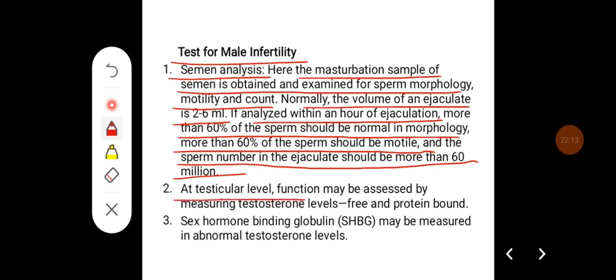At the testicular level, the function may be assessed by measuring the testosterone levels, that is, free and protein bound testosterone. Sex hormone binding globulin may be measured in abnormal testosterone levels.